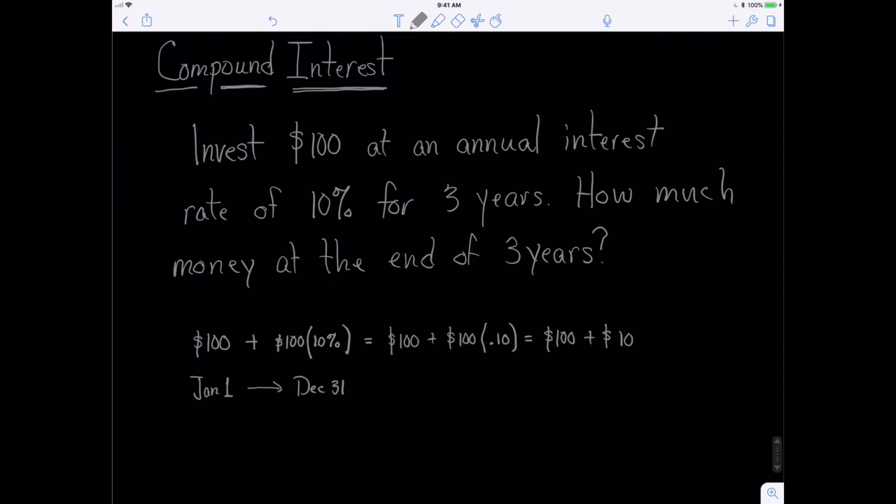And I forgot to mention, you may need a calculator for this lesson, so if you find that the arithmetic goes fast, just pause the video and pull out a calculator and double check some of these calculations. So $100 plus $10, so at the end of the year, you now have $110. Okay, so this is end of year 1.